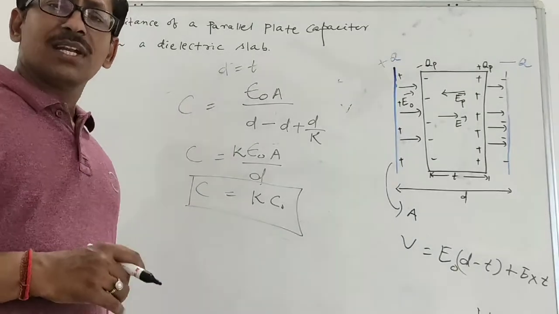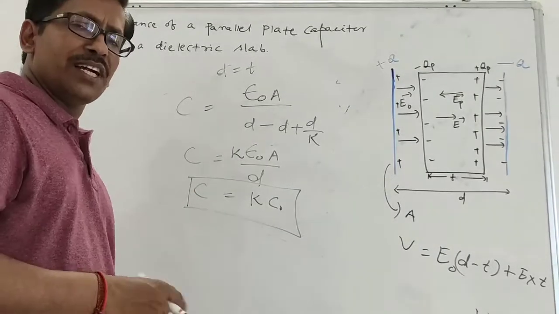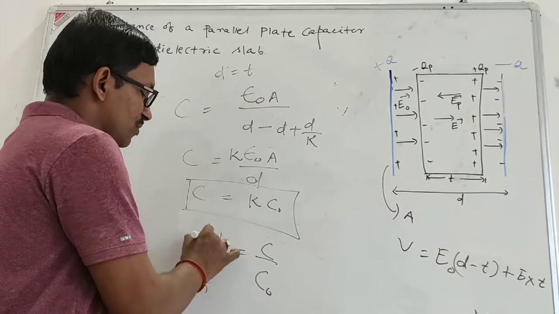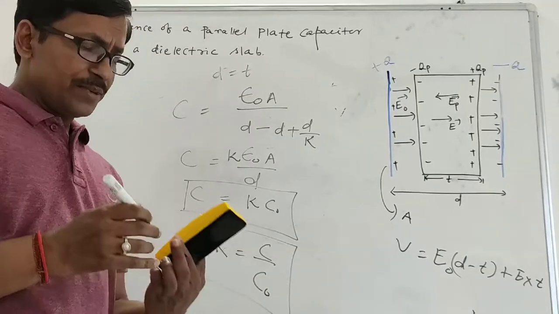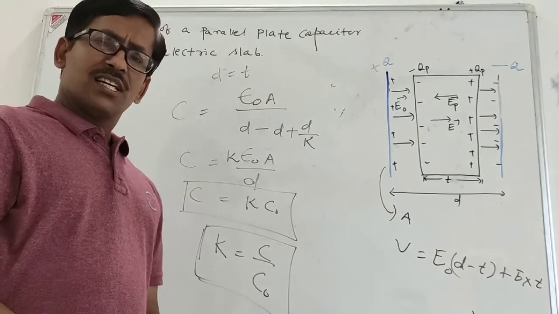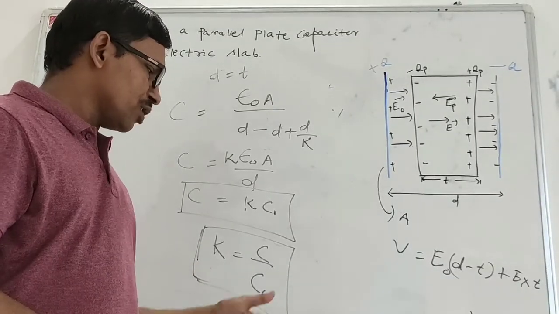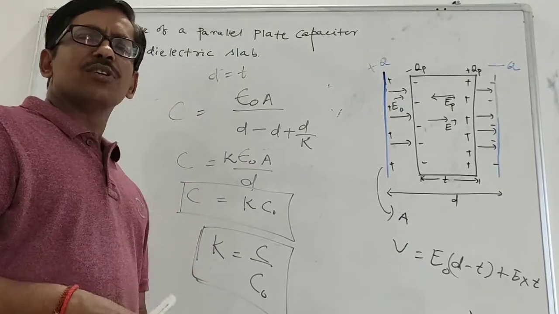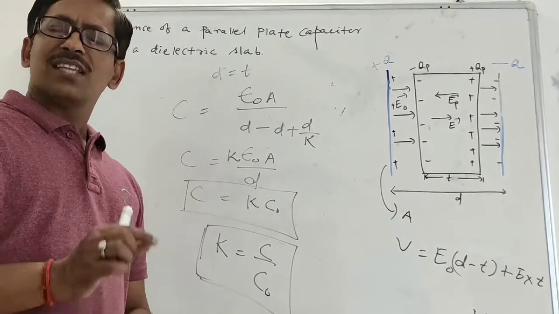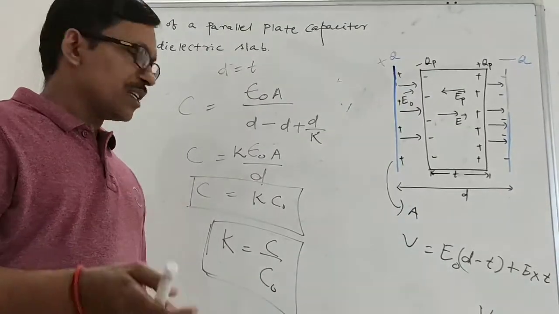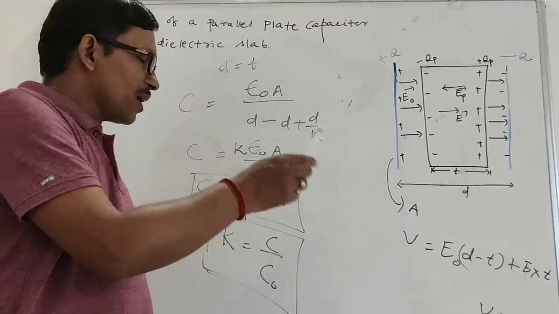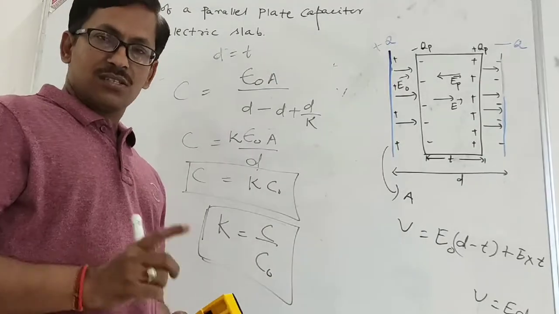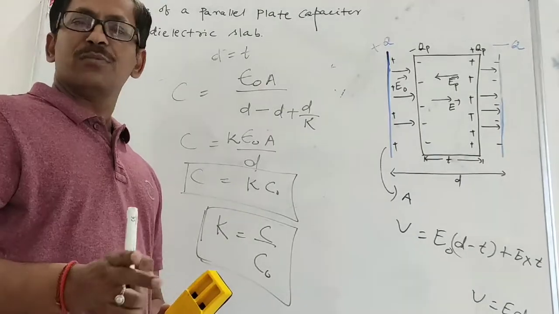Now you have got another definition of dielectric constant. Dielectric constant you have already defined in chapter 1. So K is equal to C by C naught. Dielectric constant of a medium may also be defined as the ratio of the capacitance of a parallel plate capacitor when the dielectric slab is introduced in between them to the capacitance of the same parallel plate capacitor when there is no dielectric material. That means the capacitance with the dielectric material divided by the capacitance without dielectric material. So in terms of the capacitance, this way we can define the dielectric constant of the medium.